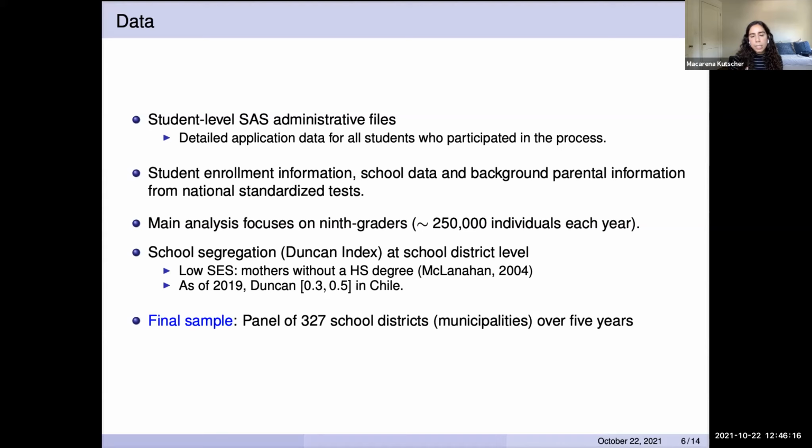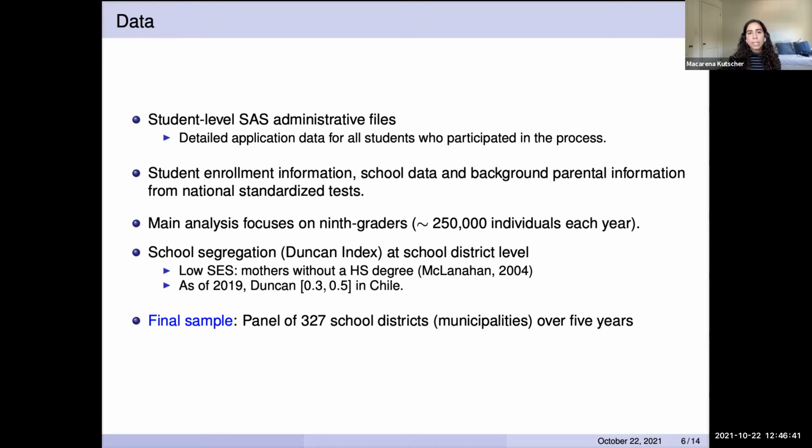Along with these standardized exams, which are administered at different rates, parents have to complete comprehensive questionnaires that provide us with relevant background information on all the students, such as parental education and household income. For the analysis, we focus on 9th graders, which is the first year of high school.